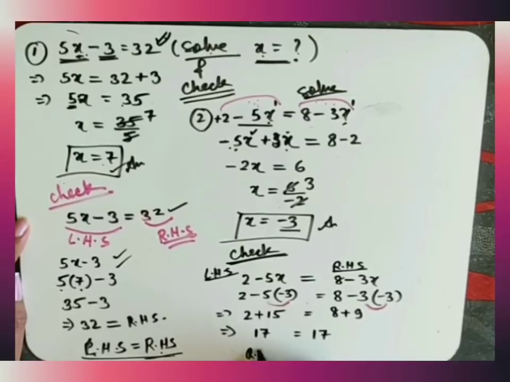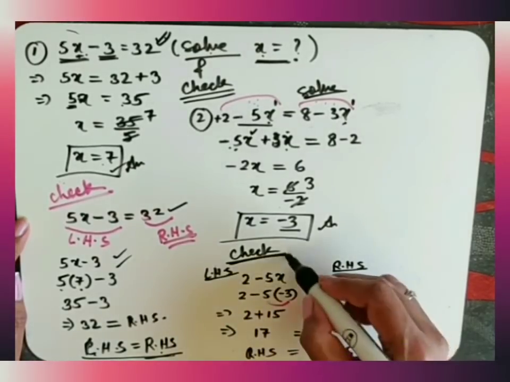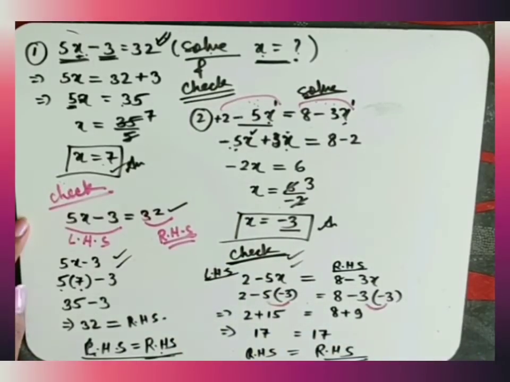So we have left hand side equal to right hand side. This is how we check the solutions. Now let's take a few more examples here.